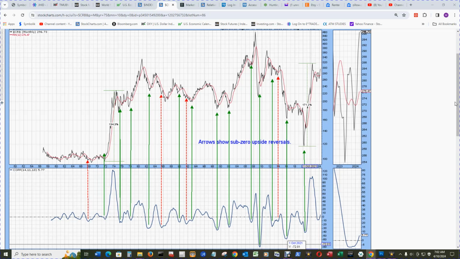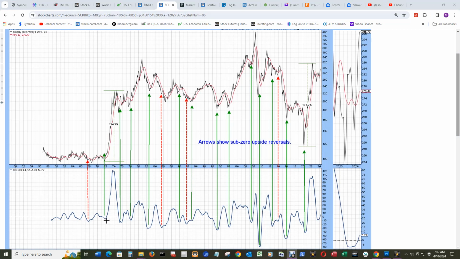We're going to take a look at the CRB Commodity Research Bureau Index on the monthly chart with the CRB curve in the lower window. And it's beginning to look a lot like the 70s secular bull market. You can see by this green arrow here where the CRB curve went under zero and then came back up right where that dip is at.